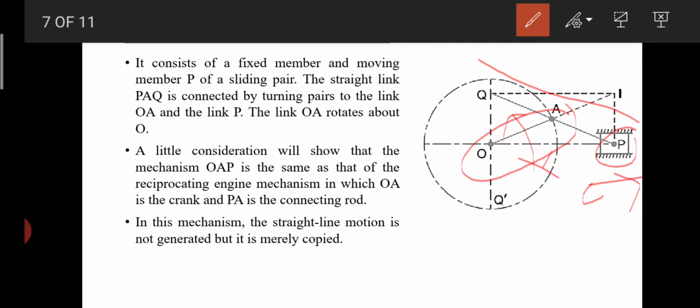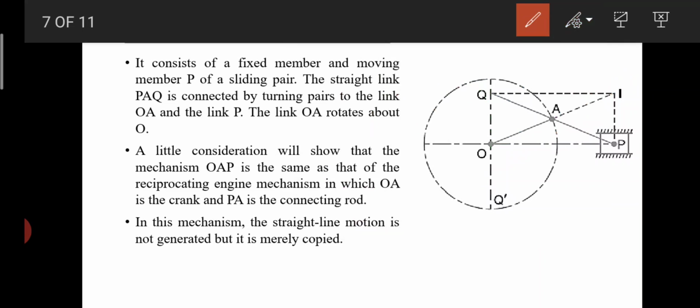A little consideration will show that the mechanism OAP is the same as the reciprocating engine mechanism, in which OA is the crank and AP is the connecting rod. In this mechanism, straight line is not generated but is merely copy. यहाँ पे स्ट्रेट लाइन मोशन जनरेट इतना नहीं होगा, सिर्फ यहाँ पे इसकी मैकेनिज्म कॉपी की गई है.